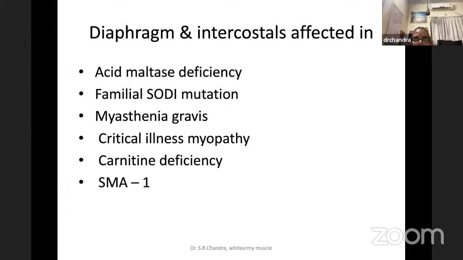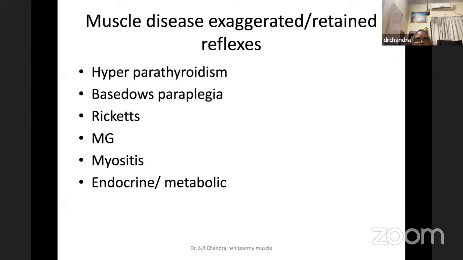Then diaphragm and intercostal muscles getting involved is seen in acid maltase deficiency, familial superoxide dismutase deficiency, myasthenia, critical illness myopathy, carnitine deficiency myopathy, and spinal muscular atrophy type 1. Then reflexes are retained in hyperparathyroidism. Then parathyrotoxic myopathy, that is otherwise called basedow paraplegia. Myopathy associated with calcium abnormality, rickets. Then myasthenia gravis, myositis, endocrine and metabolic diseases. That is why we should look for a reversible cause.